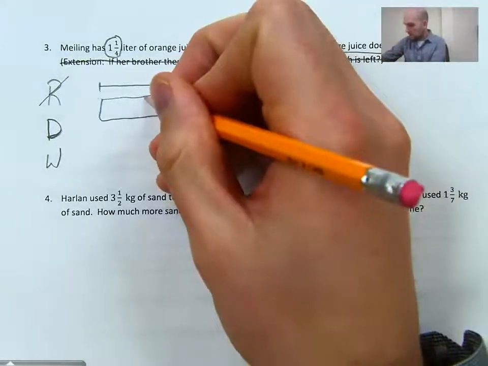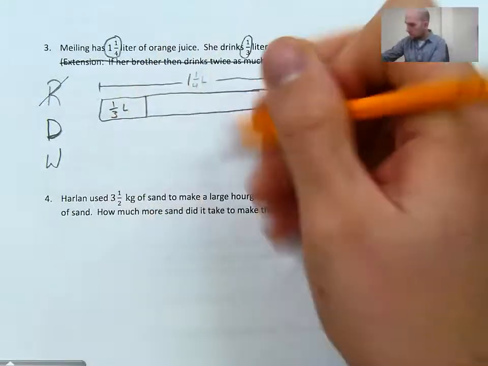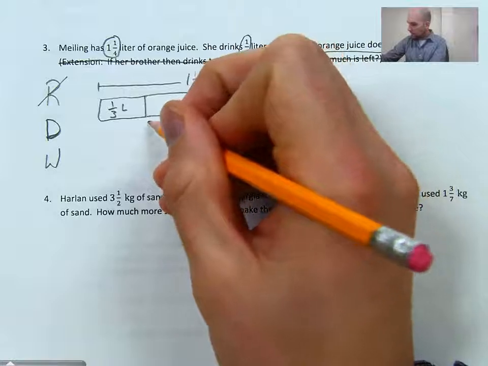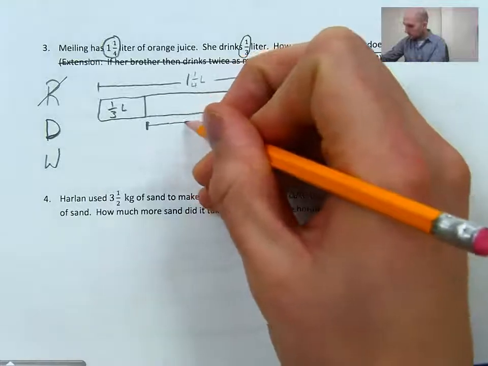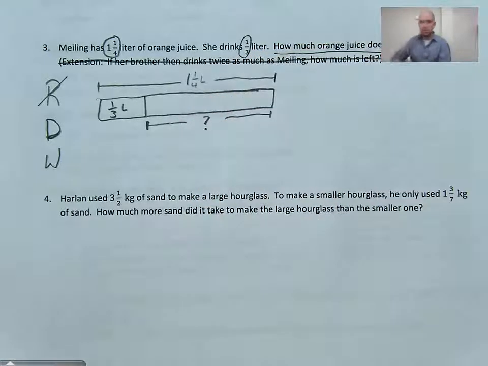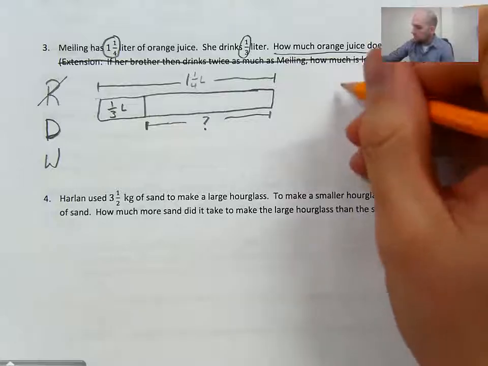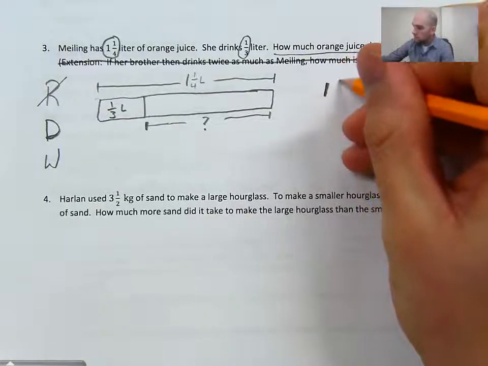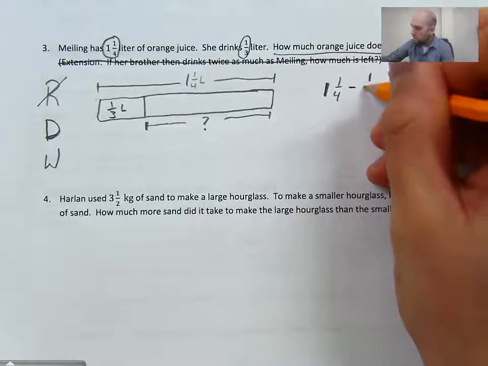We know she drank 1/3 liter. And I want to know how much is left. So I need to take my total, my 1 1/4 liter, and I need to subtract the amount that Mei-Ling drank so that I can figure out how much is left. So I have 1 1/4 minus 1/3.